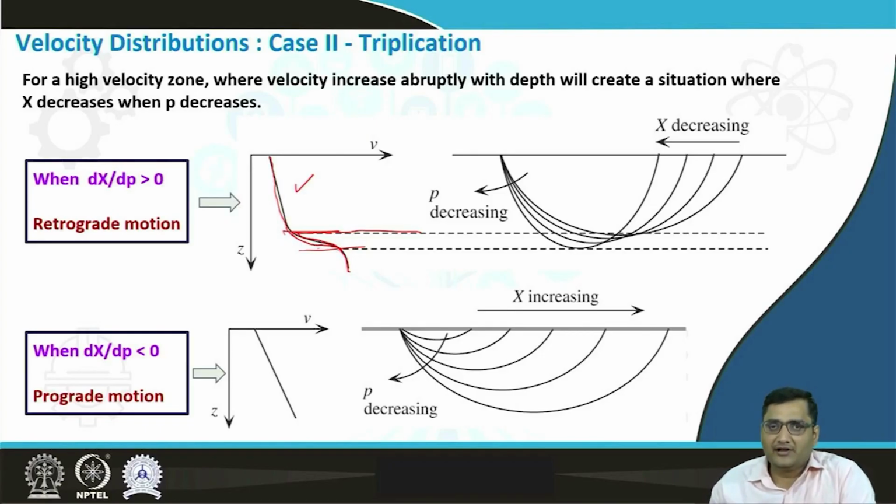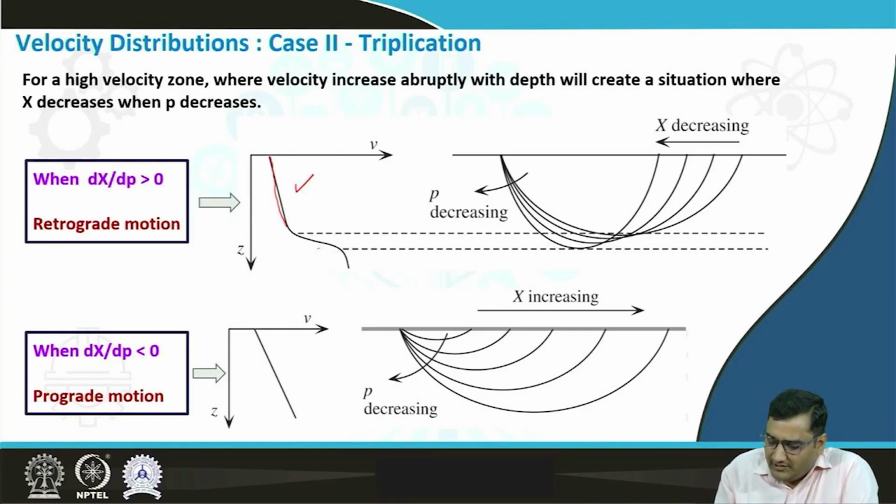So in this case, as you decrease x, p also decreases. You know in the normal earth where the velocities are smoothly increasing, as you increase x, p decreases. But in this case, as you decrease x, p decreases. So what happens in this particular zone is that whatever rays come into this zone will bottom and then be recorded at a shorter distance.